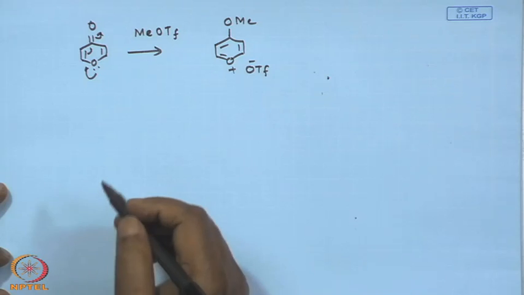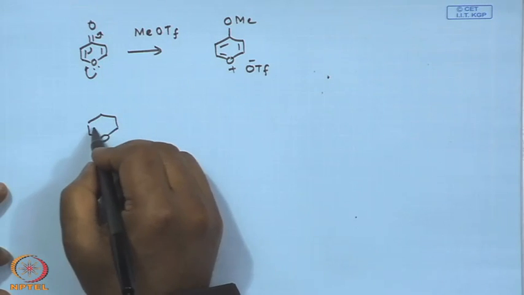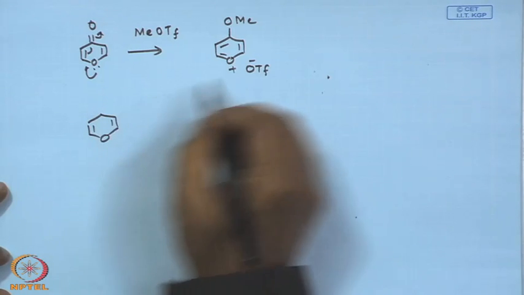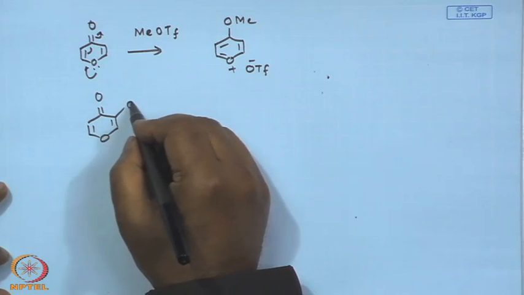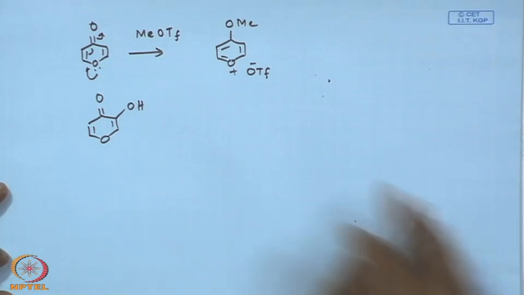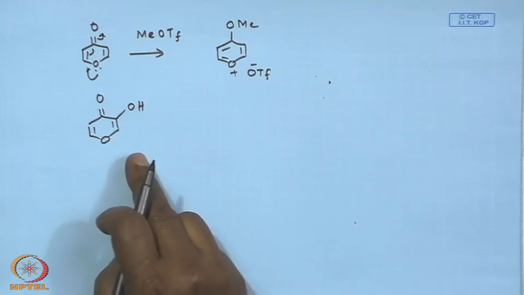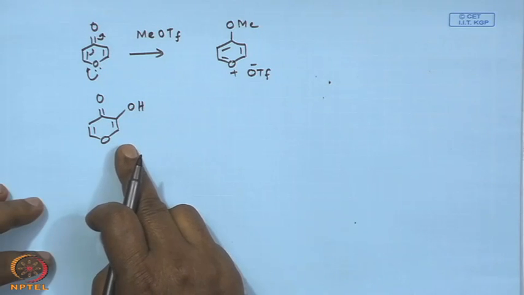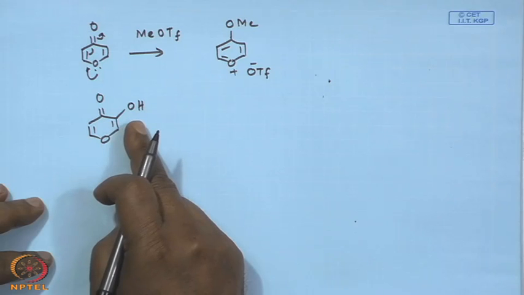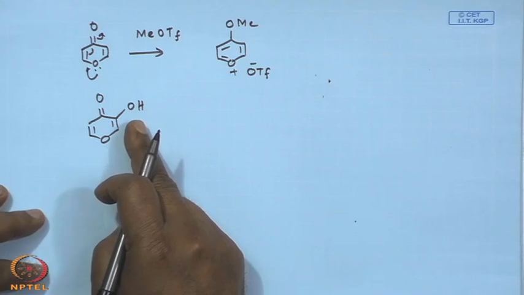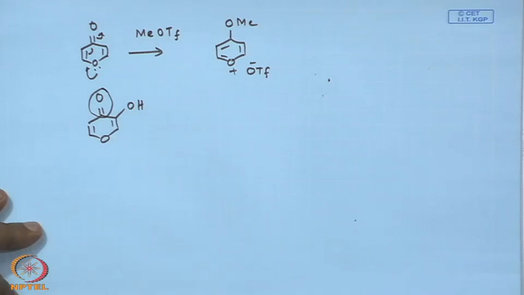Now, let us switch over to a similar molecule. What you will see is that this sort of molecule can undergo reactions to form a pyrylium ion. The same kind of reaction applies to 3-hydroxypyrone, which is equivalent to the 3-oxido pyrylium ion. Now, you have an additional carbonyl group here.